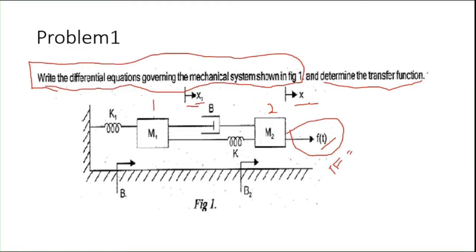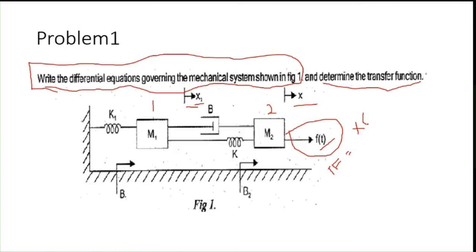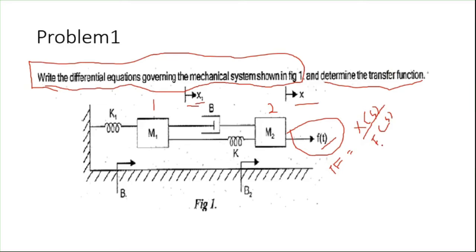X. Yeah, very good. So x1 is an internal displacement, x is the displacement that is provided to outside. So the transfer function will be the Laplace transform of output by the Laplace transform of input, that is f of s. The transfer function is x of s by f of s.